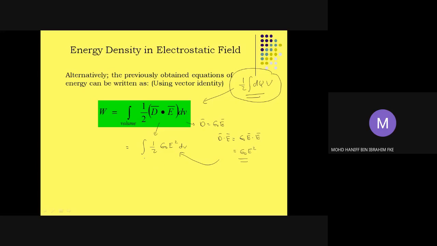Which means that we can find the energy if we know the amount of electric field. In other words, the energy of a charge structure is determined by the electric field produced by that particular charge structure. This is what we mean by this equation, in which the energy is determined by the electric field distribution. If your electric field is zero, that means your work is zero.